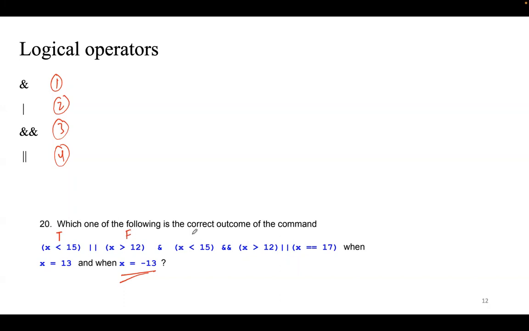Then x less than 15, this is true. X greater than 12, this is false. X equal to 17, that is also false. So what I get is true, then this or false, then this and true, then the double and false, and then the double or false. So I am going to solve this and first. So this one.